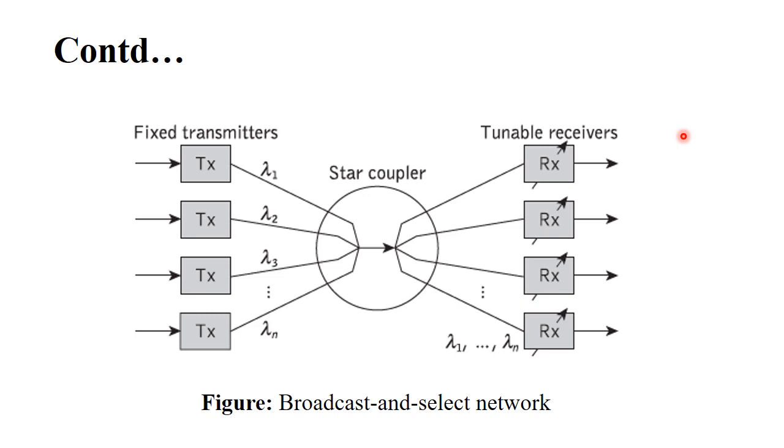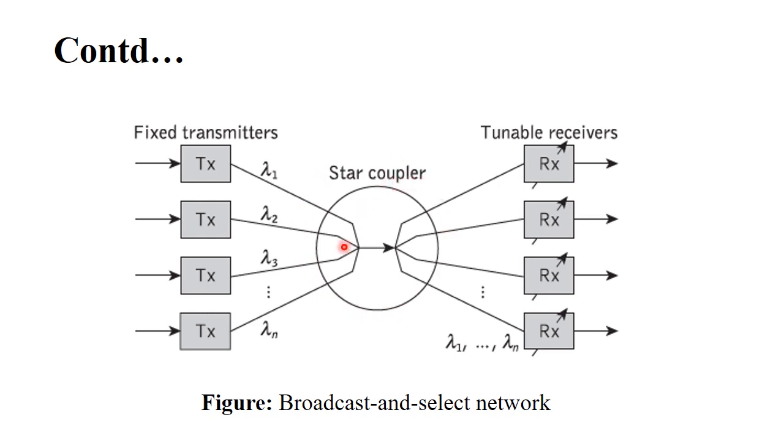Okay, so this diagram is going to indicate a representation of a broadcast and select network. From the terminology itself we can understand what it is going to do. Now let us observe this on the diagram. On the left hand side all of them are the transmitters, with wavelengths lambda 1 up to lambda n. On the other side we have all the receivers receiving various wavelengths, and in the middle the transmitters and receivers are connected through a star coupler.